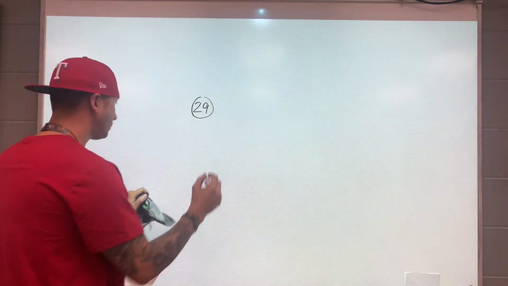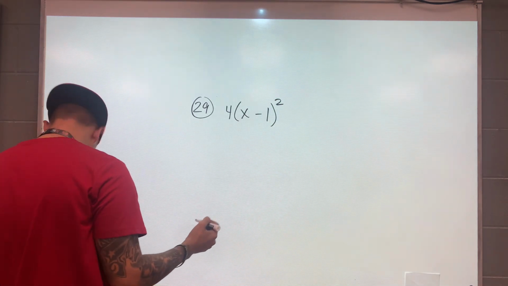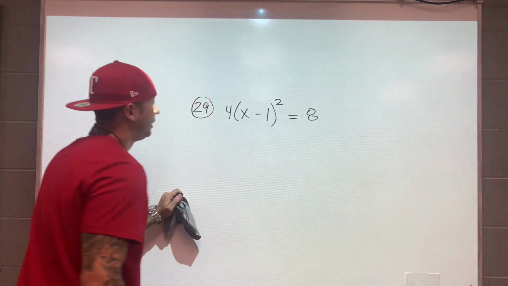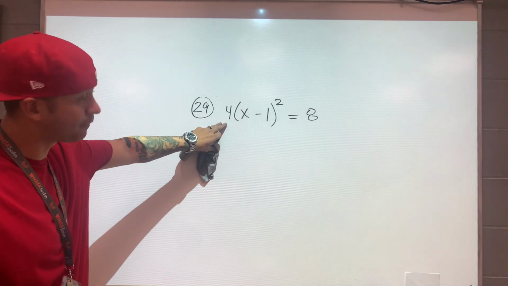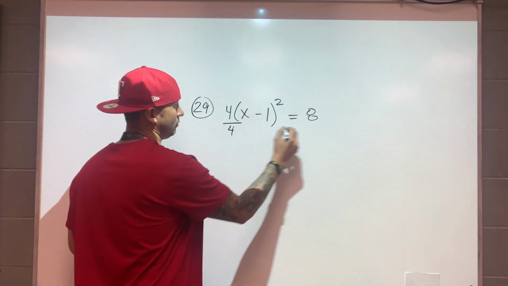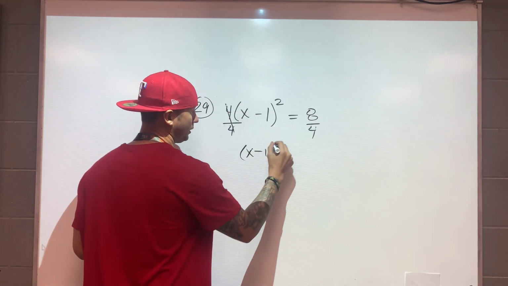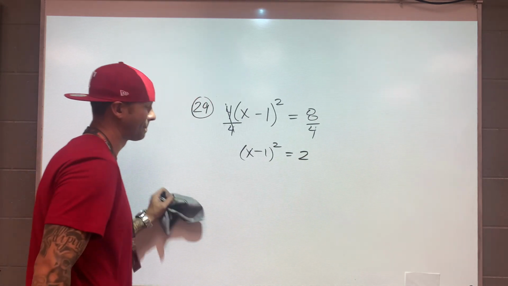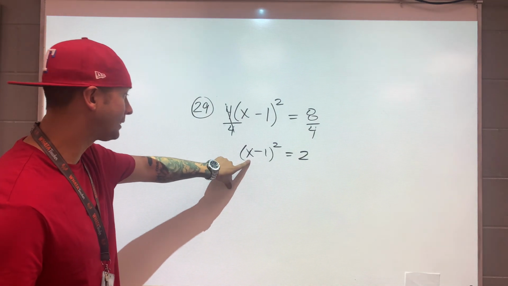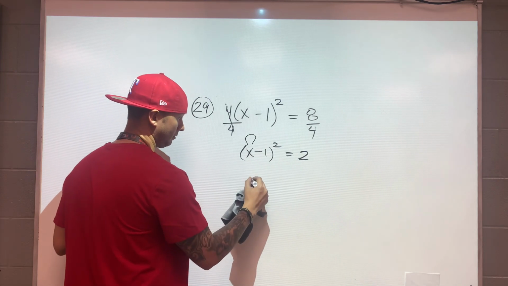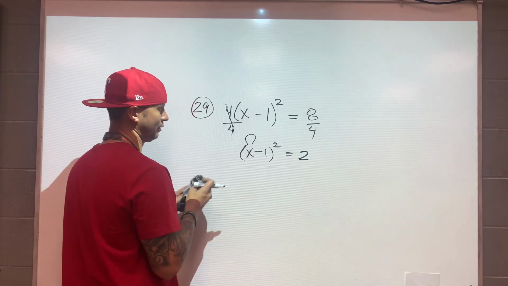All right, 29. 4 times x minus 1 squared equals 8. I want to divide by 4 first. Cancels. x minus 1 squared equals 2. All right, I'm squaring a binomial. I'm going to do x times x squared. Actually, I'm not going to do this. It's a completely wrong road.